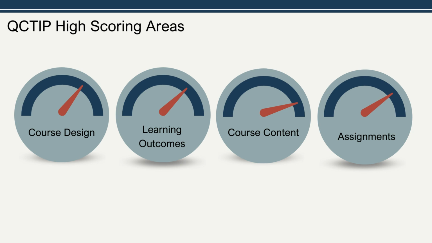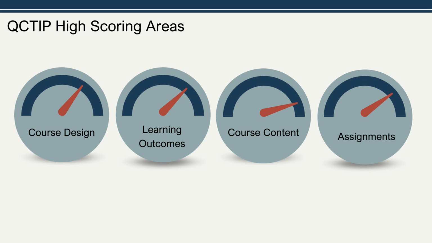While the overall score for the course was on the low side, there were a few high-performing areas worth noting. The Q-tip score for course design was 18 out of 26 points. The course's learning outcomes received 16 out of 22 points. The course's content was the highest rated category, getting 16 out of 18 points. And the rating for assignments was 11 out of 14.